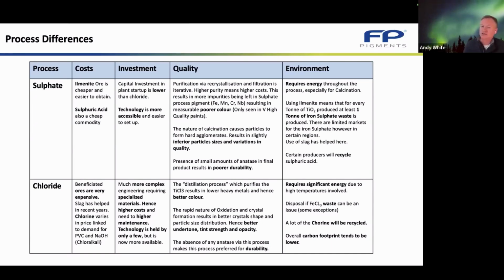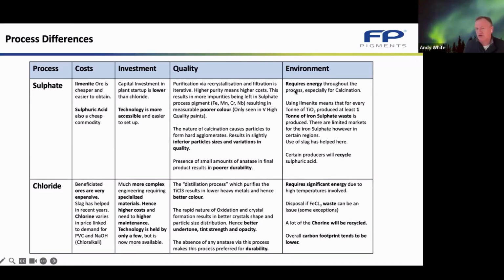And also, you always leave a little bit of anatase in sulfate process pigment, which can have an effect on durability. And as you probably saw from the very first slide I showed on refractive index, the anatase TiO2 is not quite as light scattering as the rutile. So again, that's another reason why sulfate is maybe marginally down on some of the rutile products.